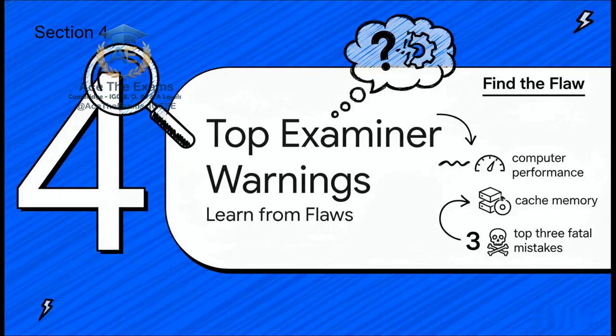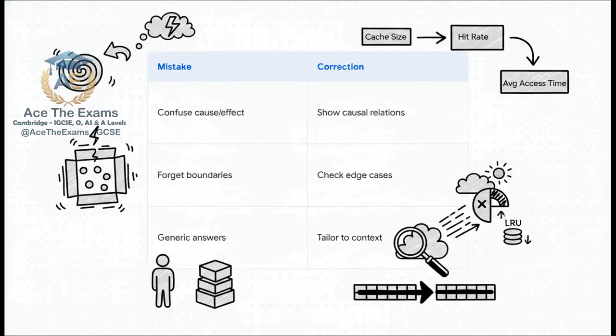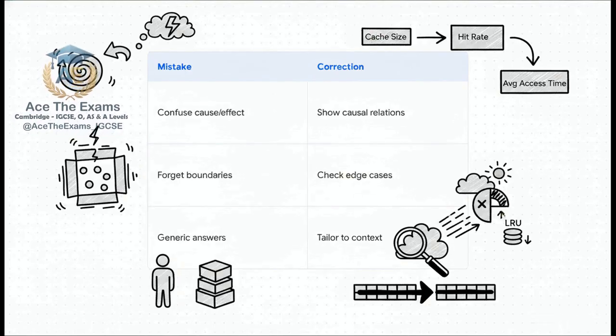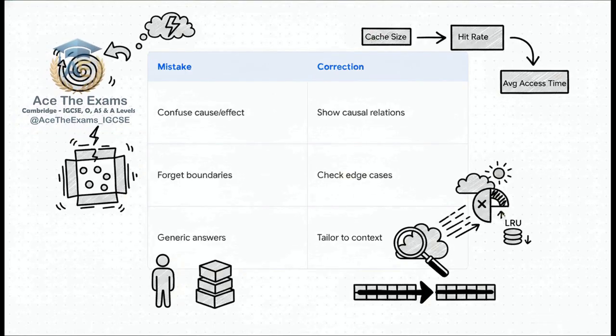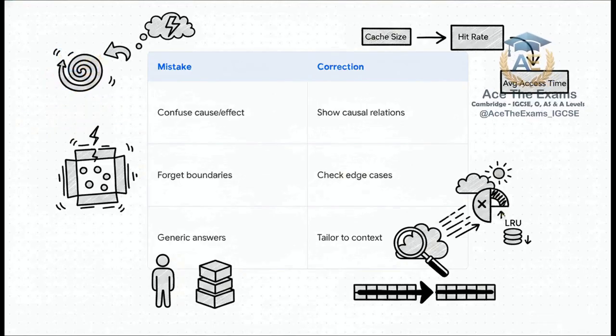All right, let's keep this momentum going into Section 4. Top 3 examiner warnings. It is time to play Find the Flaw and learn directly from the mistakes of past students. I have meticulously gone through years of principal examiner reports, and I have pulled out the top 3 fatal mistakes candidates make year after year.